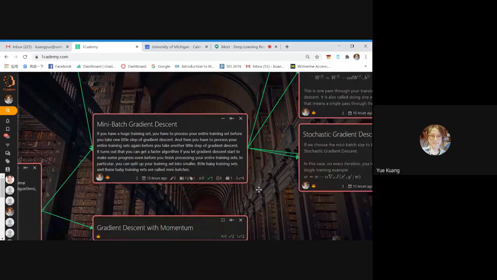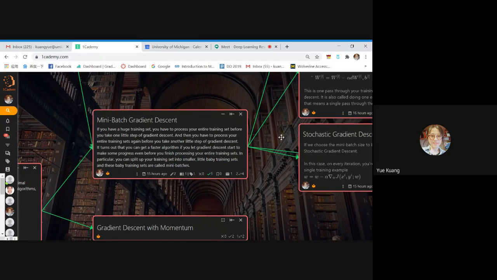So if you have a huge training set, you have to process your entire training set before you take one little step of gradient descent. And then you have to process your entire training set again before you take another little step of gradient descent. So it turns out that you can get a faster algorithm if you let gradient descent start to make some progress even before you finish processing your entire training set. In particular, you can split up your training set into smaller, little baby training sets. And these baby training sets are called mini batches.